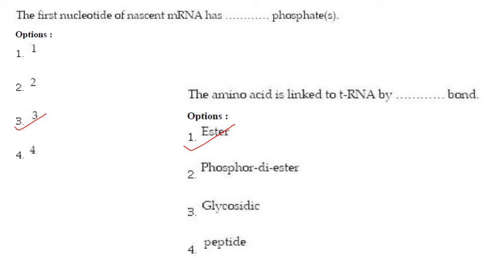Next one. The first nucleotide of nascent mRNA has dash phosphates. Option 1, 1, 2, 2, 3, 3, and 4, 4. Answer is option 3, 3.